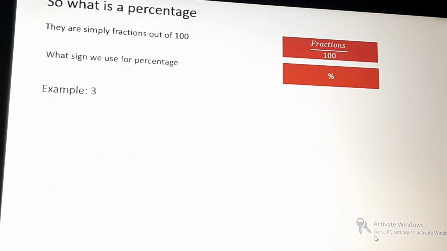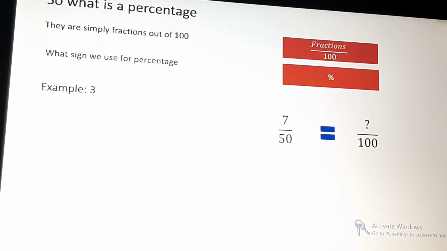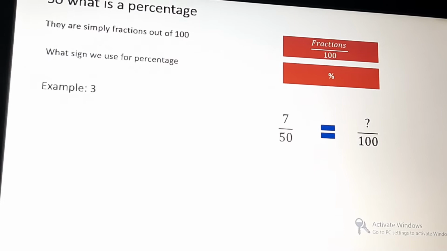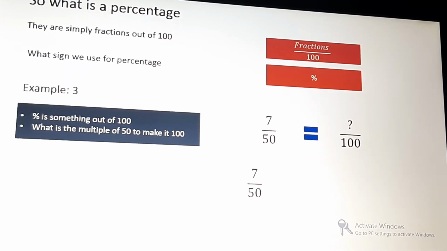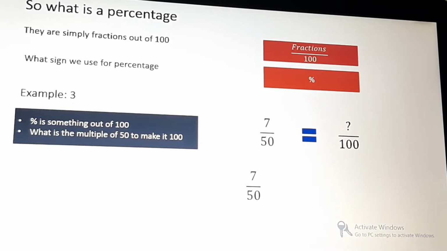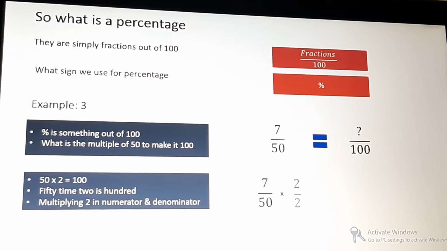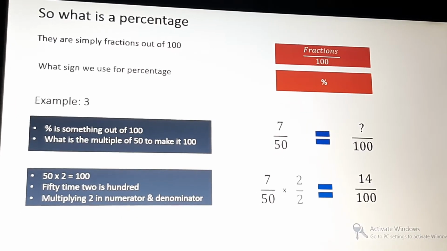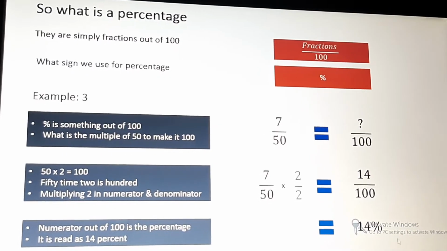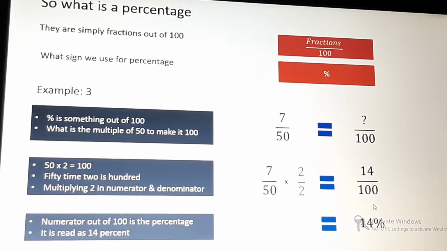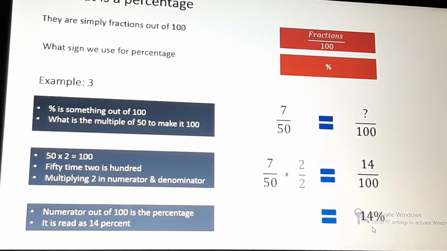Great. Coming to the next example, it is 7/50. Now we have to calculate the percentage and we know percentage is something out of 100. So look for the multiple of 50 to make it 100. 50 times 2 is 100. Using the same 2 to multiply it with the numerator, we get 14/100. Great. And numerator out of 100 is a percentage. So 7/50 is equal to 14%. Great.